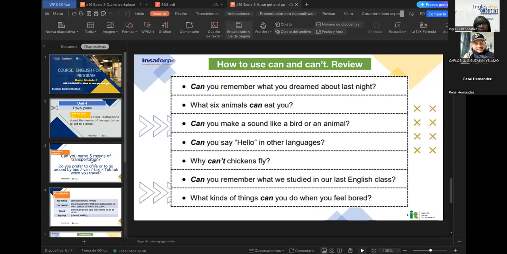Cuando digo la de por qué las gallinas no pueden volar, o sea, yo pienso, pues, por eso te puse, I think, que no pueden volar. In English. How to answer this question, teacher? This is your answer, not me. I'm the teacher.